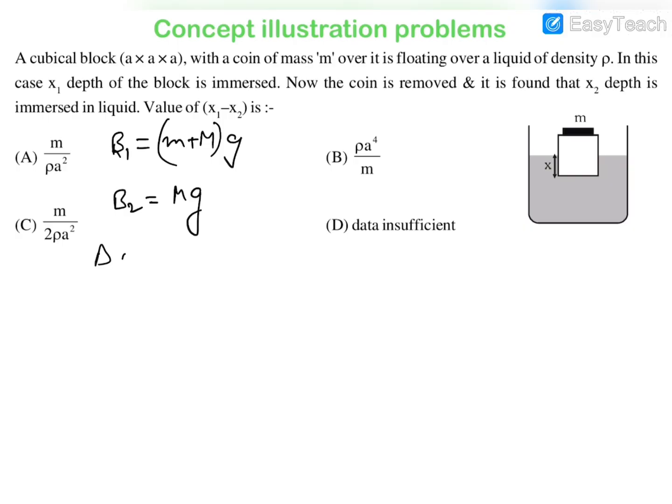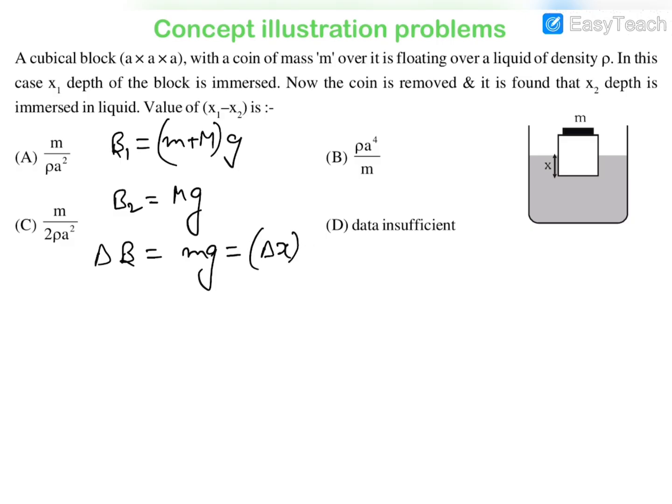So the difference of buoyancy, delta B, will be mg only, and this difference of buoyancy will be equal to the difference of volume of solid immersed. So let's suppose initially the length of the block inside the liquid was x1 and finally it is x2, then the change in the volume of solid immersed will be x1 minus x2, which is delta x, into A. A is the area of the base.